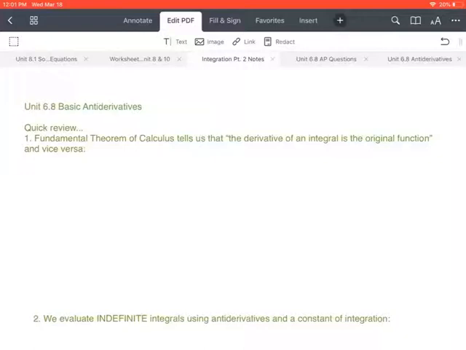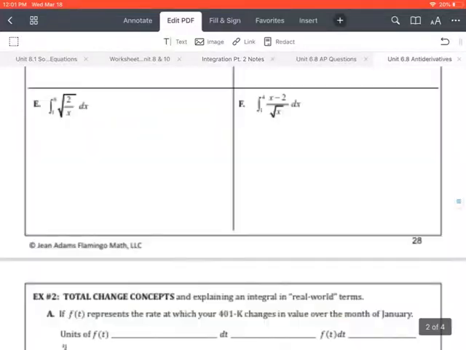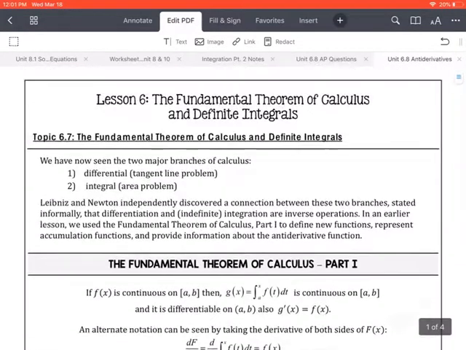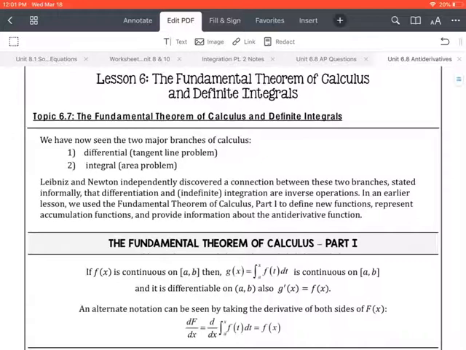We've had class, and I want to make sure everybody is on the same page. So flip to your packets on page 27. We have learned two fundamental theorems of calculus so far.